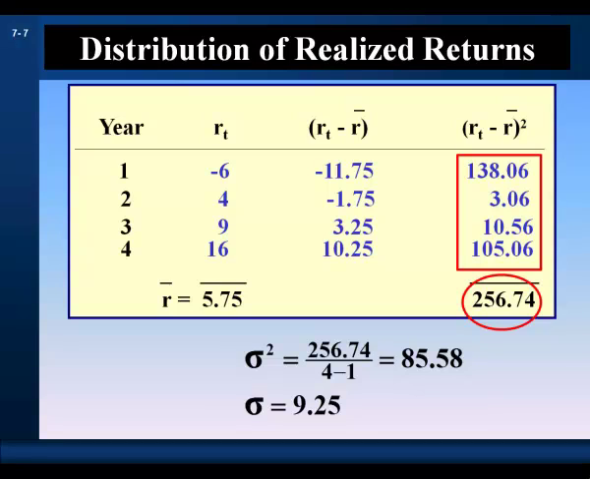The variance is the average of the squared deviations from the mean. So we sum the squared deviations from the mean and divide by 4 minus 1, the number of observations minus 1 degree of freedom. And the variance is 85.58 returns squared. To put the variance in the same units as the mean, so it can be compared against it, we calculate the standard deviation, which is the positive root of the variance. The standard deviation is 9.25%.